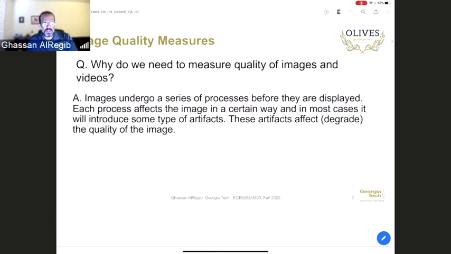How much of that degradation is there? We need some kind of a measurement of that. Denoising is another example, enhancement is another example, and so on. And in the last two problem sets, this week's and the one before it, you have been looking at PSNR for different processes applied on the image.